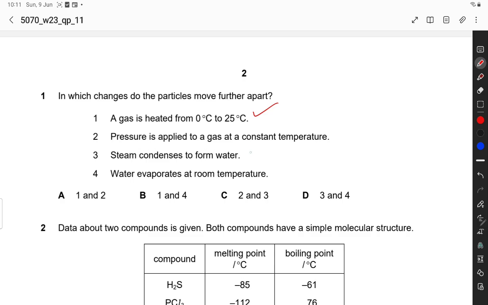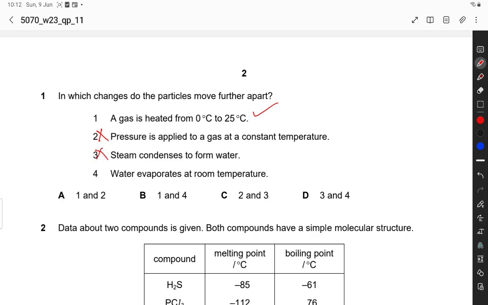Pressure is applied to a gas at a constant temperature. No, it is not correct. When pressure is applied, the volume of the gas is decreased, so particles come closer to each other. So that's why this is not a correct option. Steam condenses to form water. No, it is not correct because steam is in the form of gas and condenses to form water, so particles come closer to each other. So this is also incorrect.